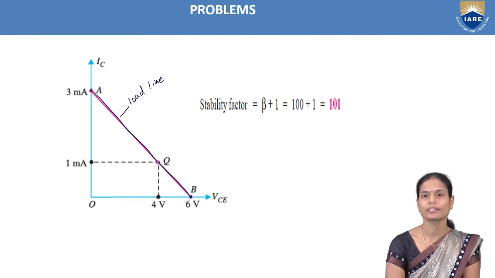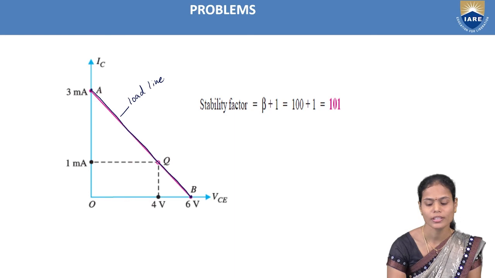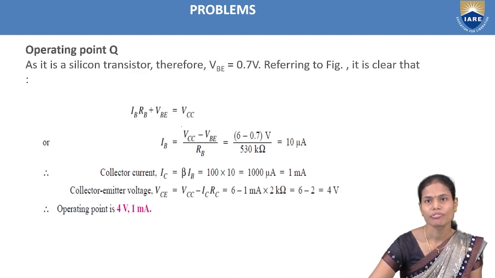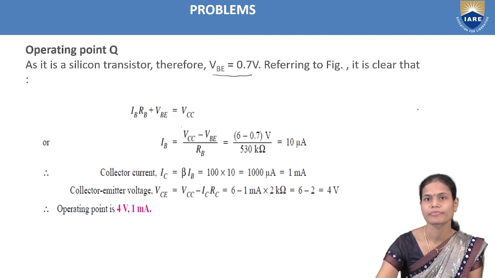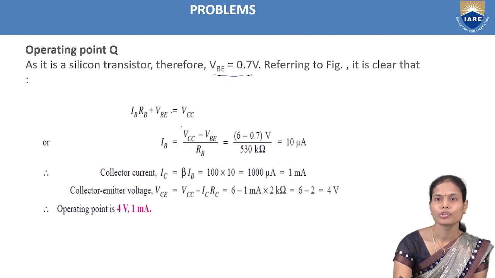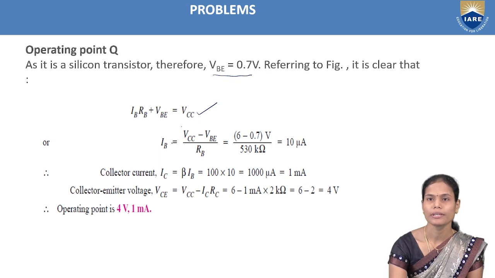Okay, we have calculated the points of the load line. We have drawn the load line. Next, we need to find the operating point. Considering it as a silicon transistor, VBE value is 0.7 volts. From the input side of the circuit, we can write IB into RB plus VBE equal to VCC. So from this we can write IB equal to VCC minus VBE by RB.